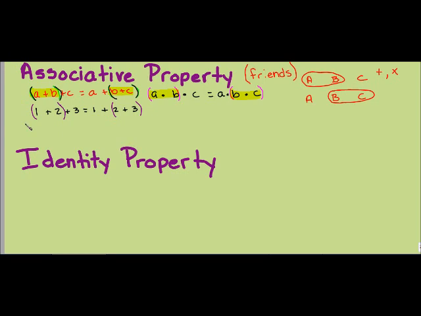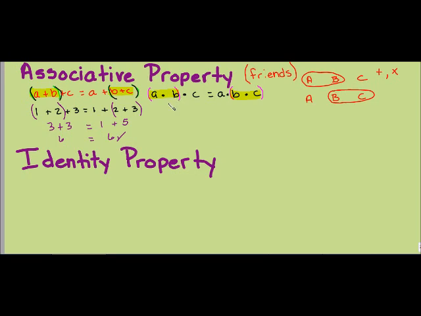So if I were to solve this, 1 plus 2 is 3. Now I can solve outside. And 3 plus 3 is 6. On this side of the equation, I have to solve 2 plus 3 first. So 2 plus 3 is 5 plus 1, and 1 plus 5 is 6. And 6 equals 6. The only reason we use the associative property is to show what to solve first, because we want to solve inside the parentheses first.